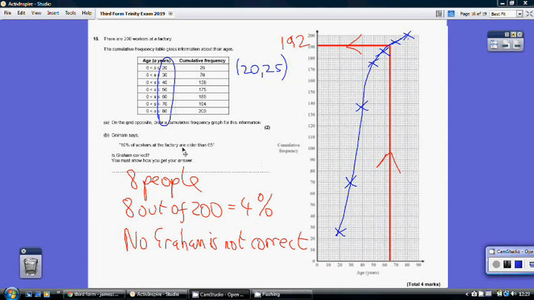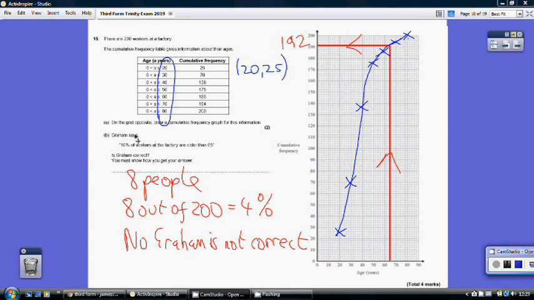Question 15. So part A, draw a cumulative frequency graph for this information. Now, the key learning point here is when you plot the points, you take the upper bound for the coordinate. So we're going to be plotting 20, 25, and 30, 70, and 40, 138, and so on. So that's the key bit. That gives us that sort of falling over S shape. So join the points together with a nice gentle curve.